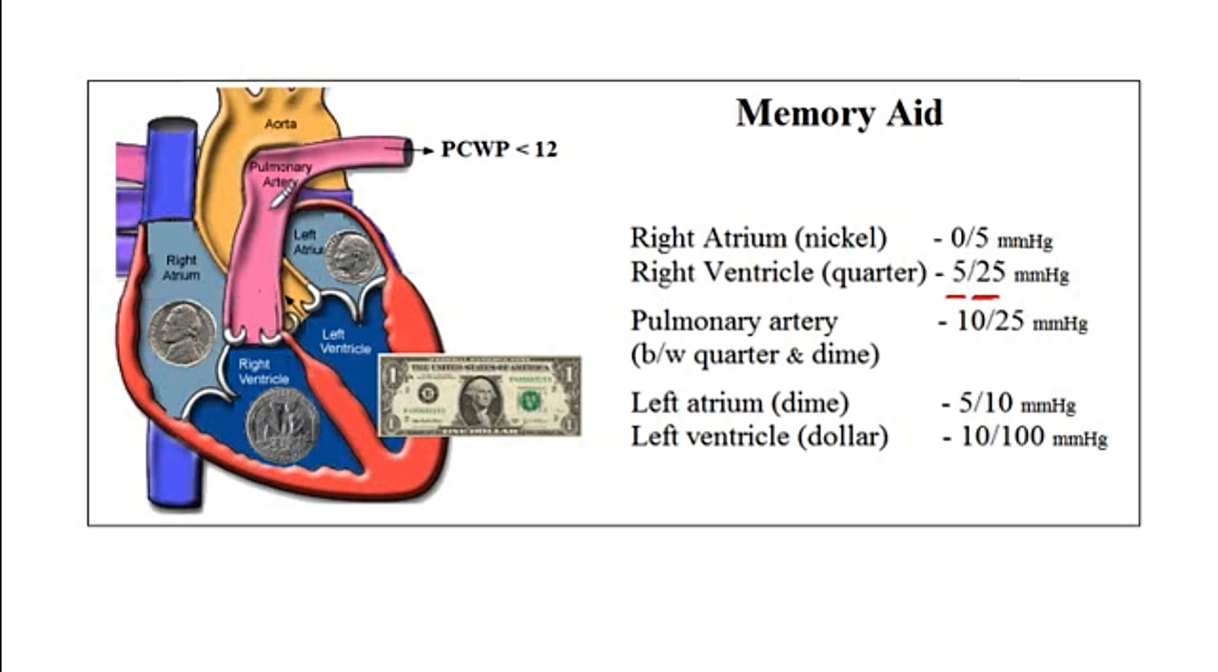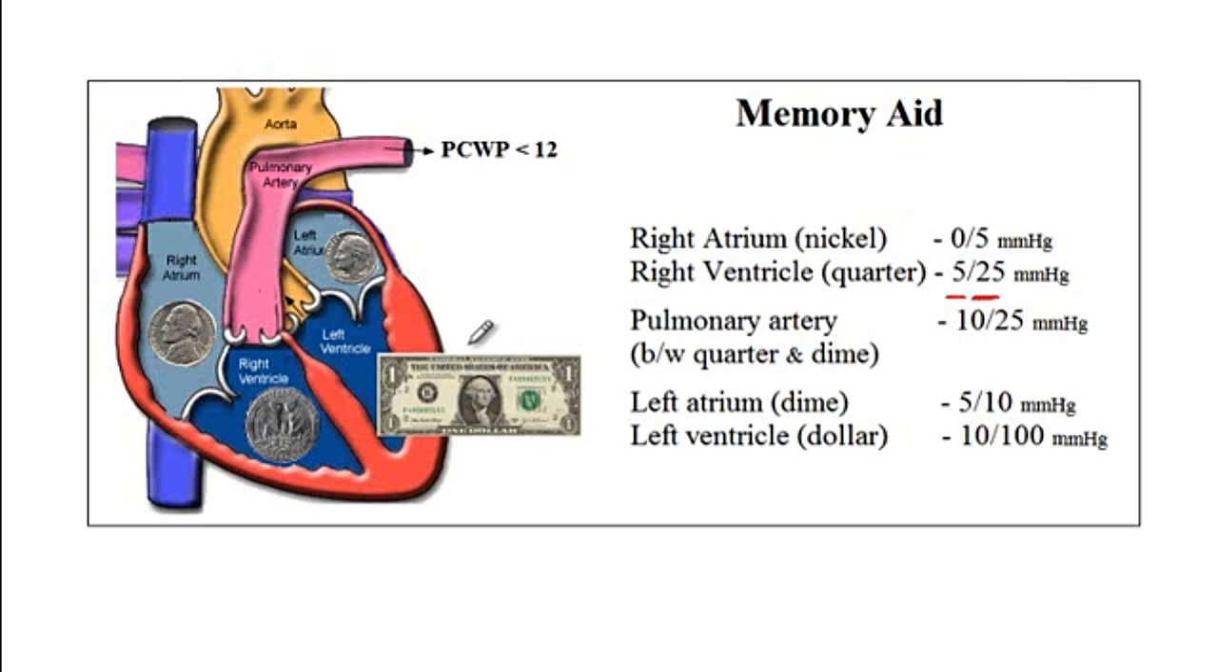With the pulmonary artery, it's located between the right ventricle and the left atrium. So the right ventricle was 25, left atrium is 10. So the pressure in the pulmonary artery is 10 for dime and 25 for quarter. And then with the left atrium, the blood pressure is 5 to 10. So 10 is for the dime. And then finally for the left ventricle, it's right after the dime, which is 10, and it contains a dollar, which is 100 cents. So 10 to 100 is the expected blood pressure in the left ventricle.